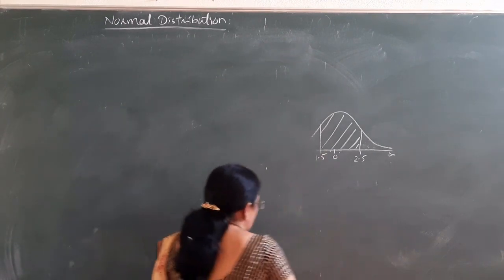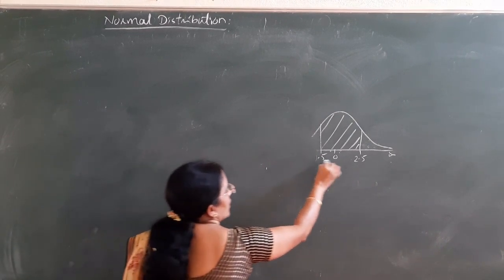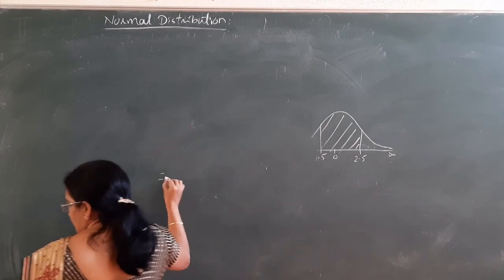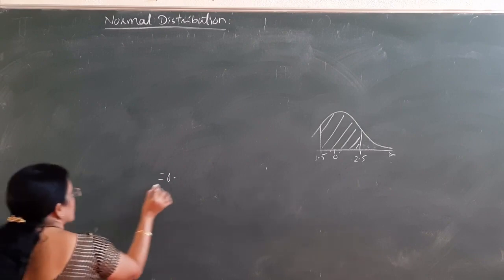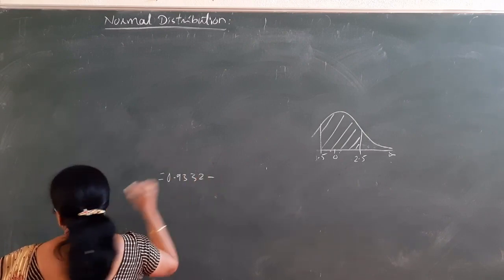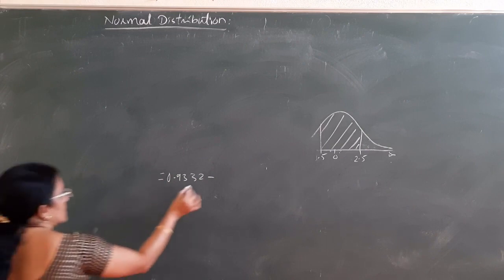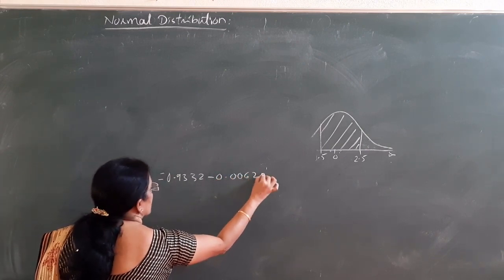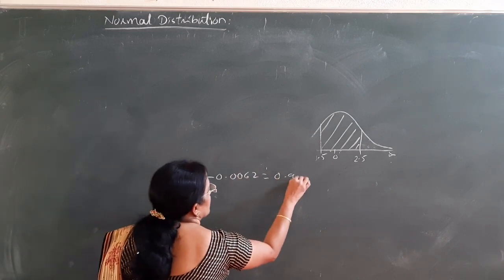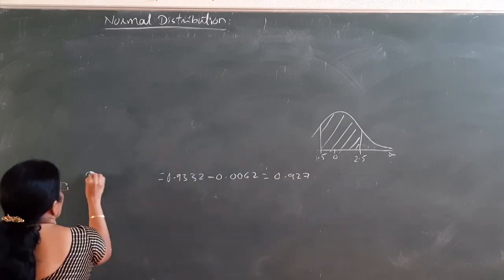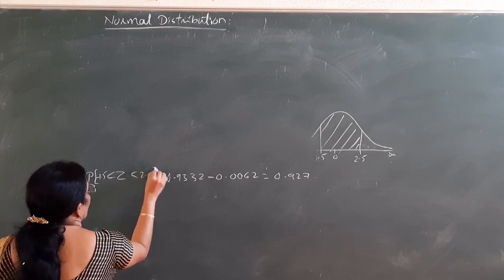And how can we find those areas? The first one, the area from minus 1.5 to infinity, is nothing but 0.9332, minus the other one, the area from 2.5 to infinity, that is 0.0062, and the answer is 0.927. This is the answer for the probability of z lies between minus 1.5 and 2.5. Okay.